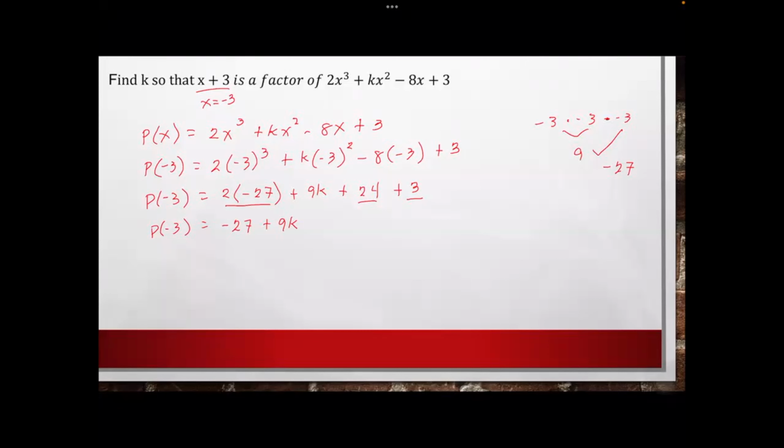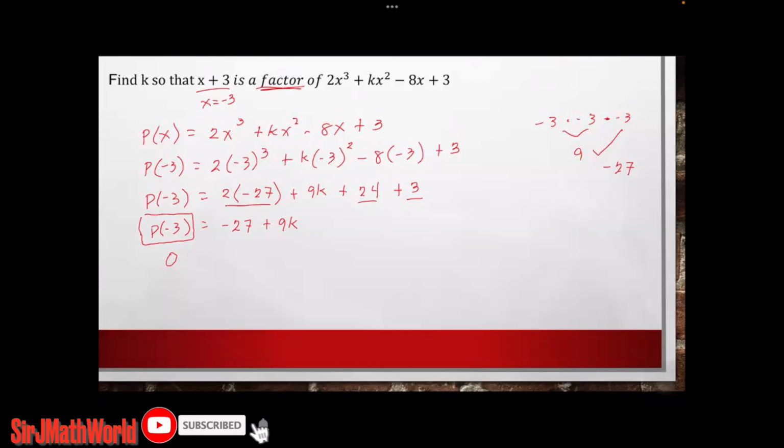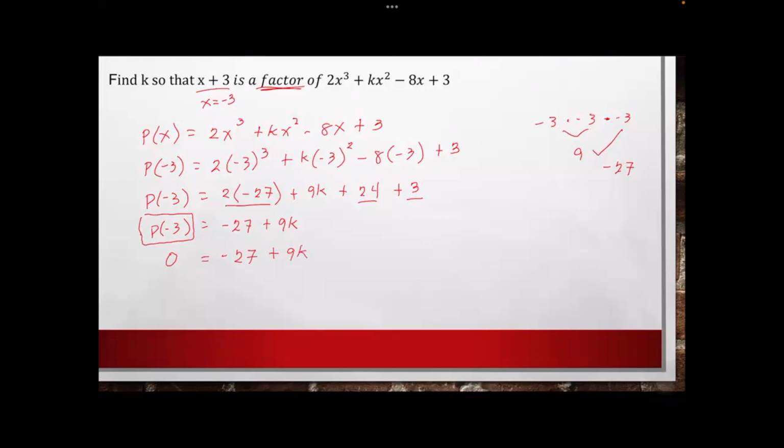Now, this p of negative 3, papalitan natin siya ng 0. Bakit 0? Kasi we are finding for the factor. Diba kapag sinabing factor, kapag 0 siya ay factor. So, that's why we are going to use 0. So, 0 is equal to negative 27 plus 9k. Then, itong negative 27 na ito, ilipat natin siya doon. So, magkakaroon tayo ng positive 27 is equal to 9k.